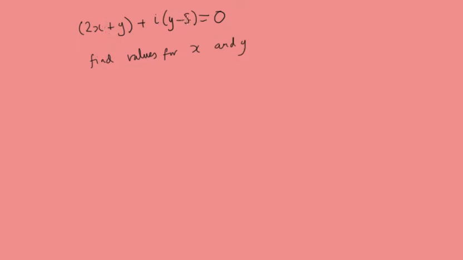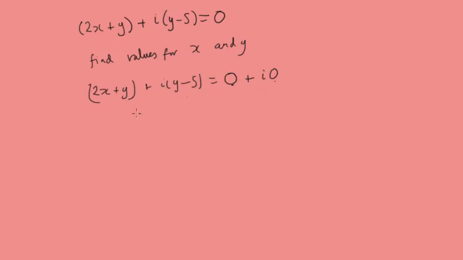Let's solve another equation. So we've got 2x plus y plus (y minus 5)i equals 0, and we want to find values for x and y. So here we've got a complex number and it's equal to 0. But what this means is 2x plus y, this is the real part, plus our imaginary part equals 0, so the real part must equal 0 and the imaginary part must equal 0.